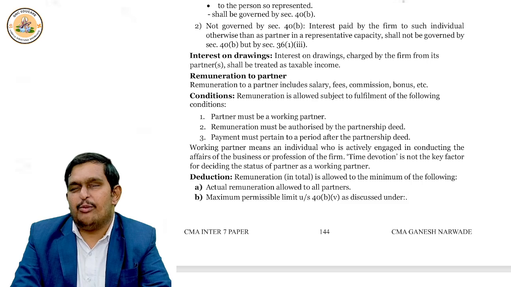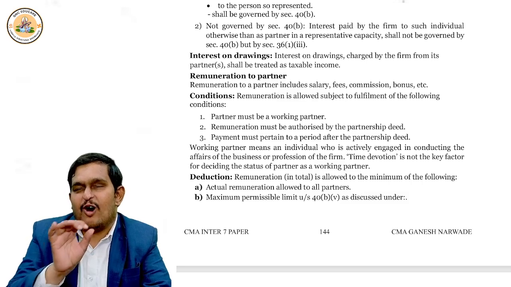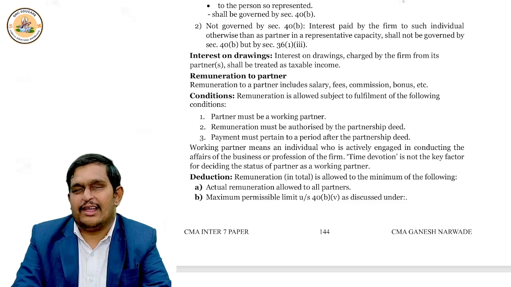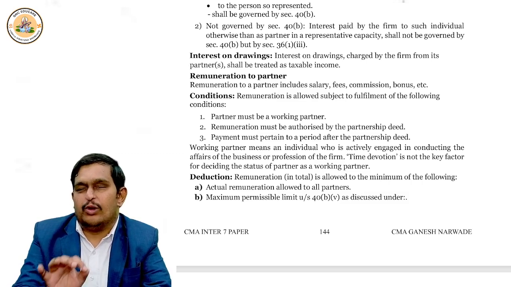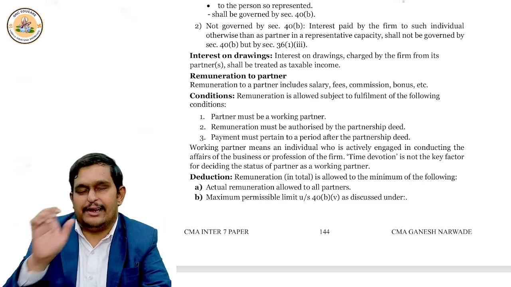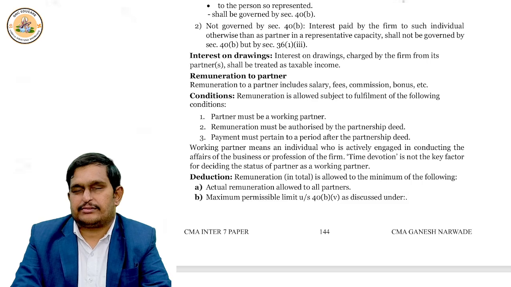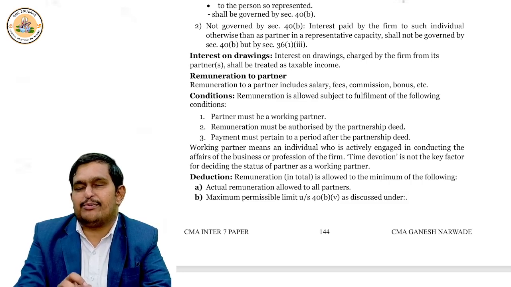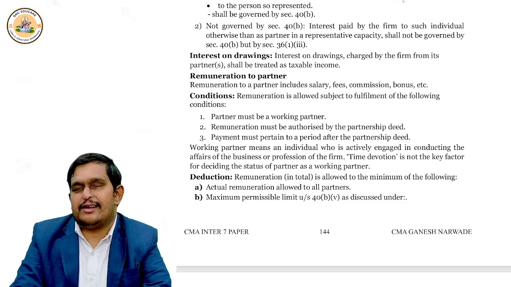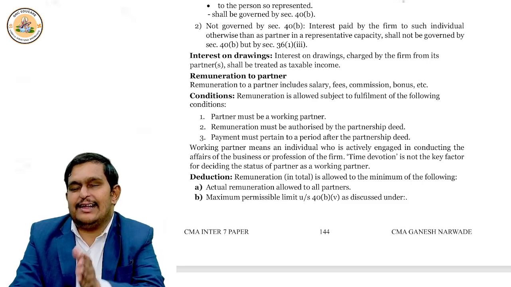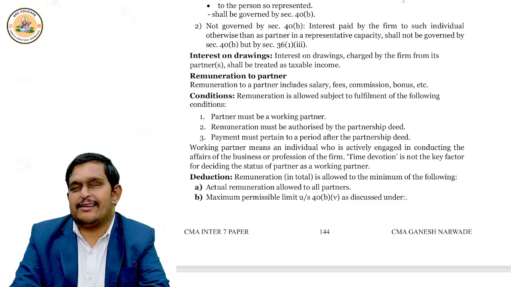Remuneration, how much should be paid? Remuneration should be paid as per the deed, as authorized by the deed. When should it be paid? The remuneration payment should be made only after the date of the deed. So we understood three conditions. One, remuneration should be paid to a working partner. Second, remuneration should be paid as per the deed. And third, remuneration should be paid only after the date of the deed. Now, if three conditions are satisfied, then remuneration is allowed.